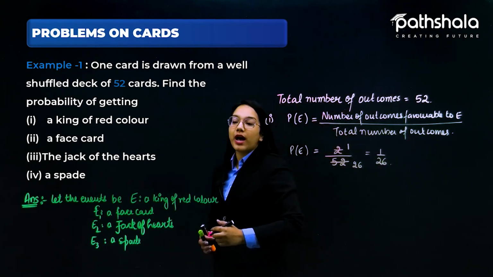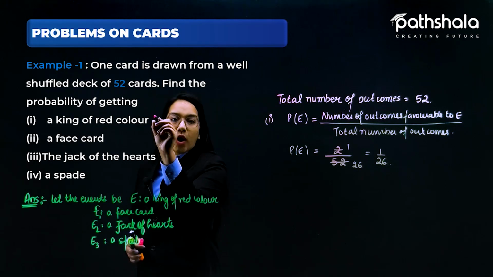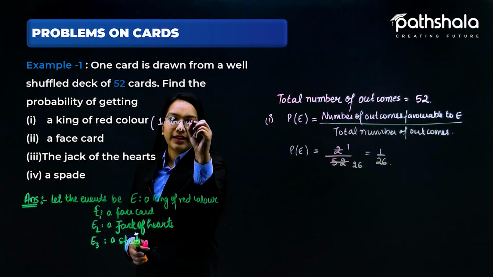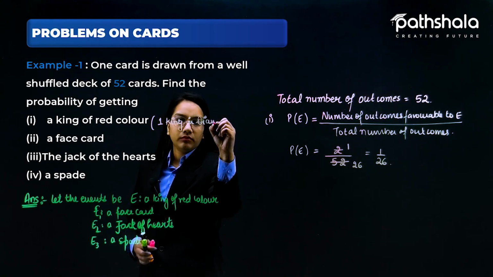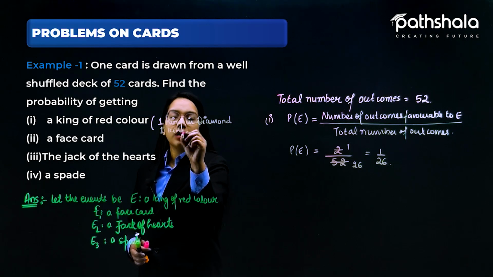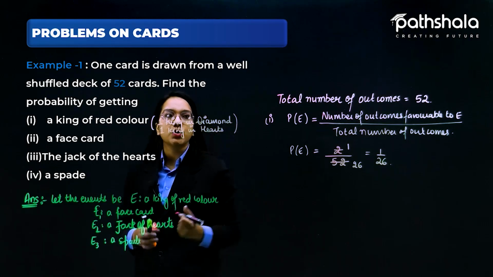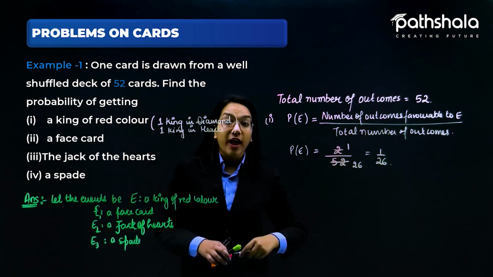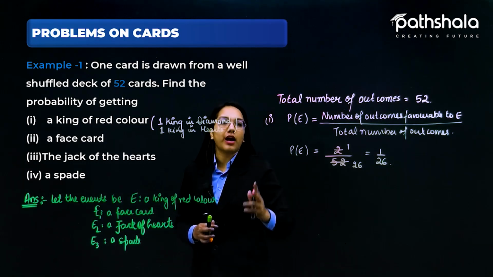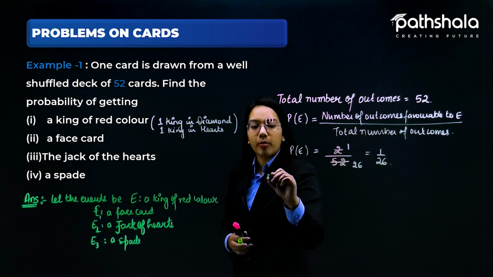Why so? Because there is one king of red color in diamond and one king of red color in hearts, since both of these suits are red in color. So we have one king in diamond, one king in heart, and in total, two kings of red color. So the answer for the very first part is 1 by 26. Now let's talk about the second one.